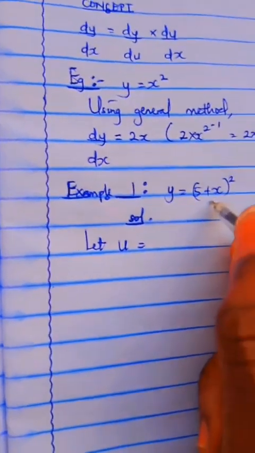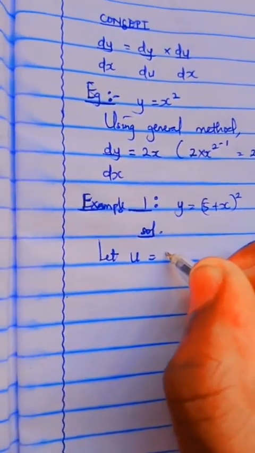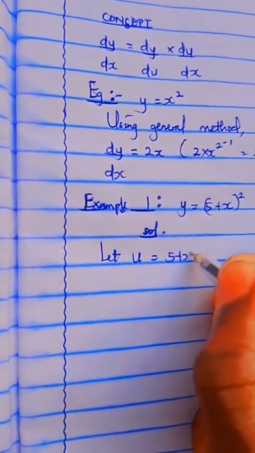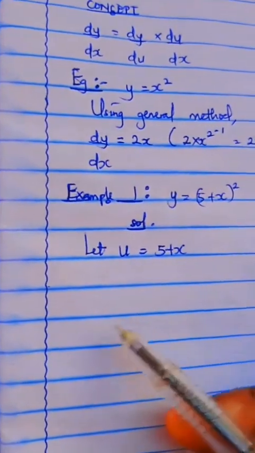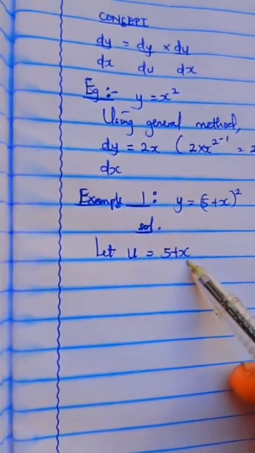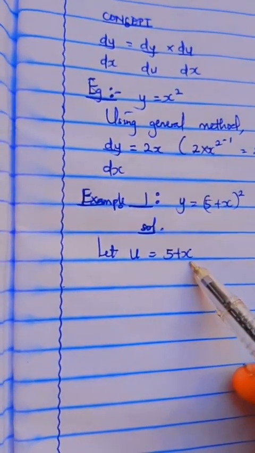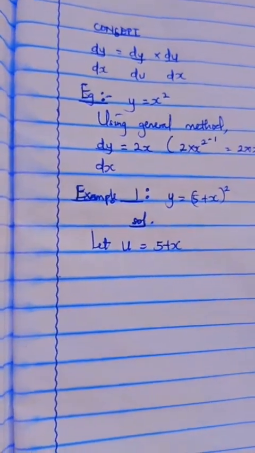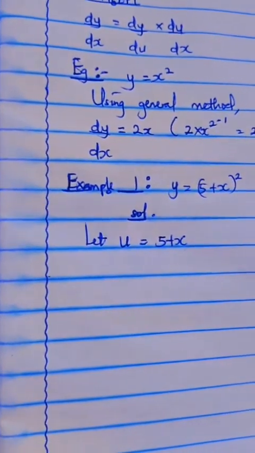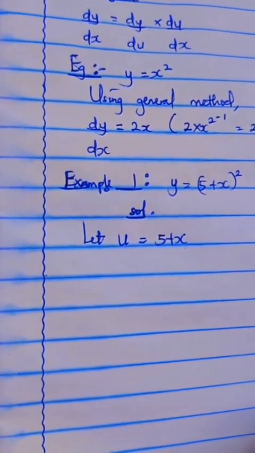So y equals 5 plus x raised to power 2. Let our u be what we have in the bracket here, which is 5 plus x. Let's use 5 plus x to represent u. So let u equal 5 plus x. This is very simple.